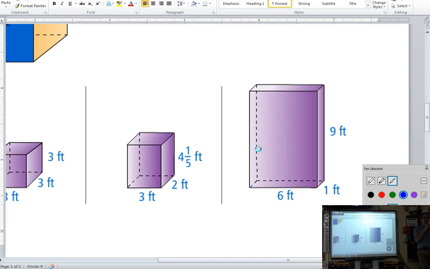So, when I analyze this, the first thing I have to decide is how do I start? I'm going to go ahead and say I'm going to start with my big B, my base. So I look at my big B and I say, all right, I have dimensions of 6 and 1. That must be an area of 6.